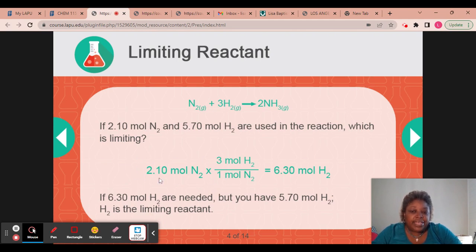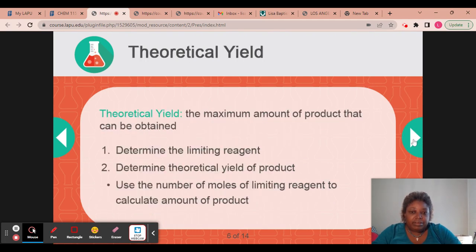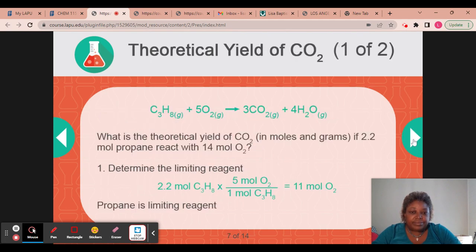We are going to use the 2.10, which is 3 significant figures. So we get 6.30 moles of H2. So if 6.30 moles of H2 are needed, but you have 5.70 moles of H2, that means that H2 is the limiting reactant. Okay, so that's how you determine that. All right, so you can go through these examples.